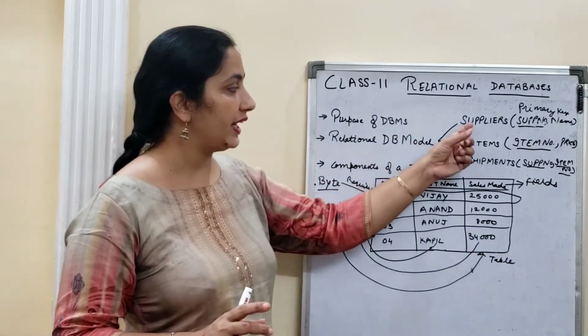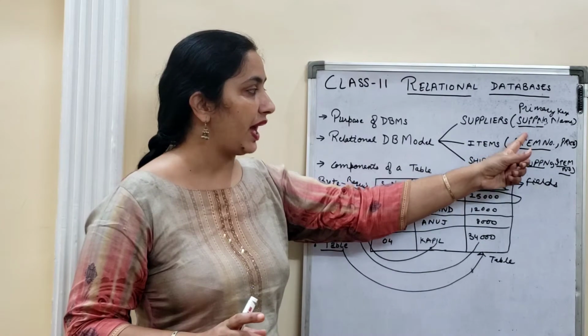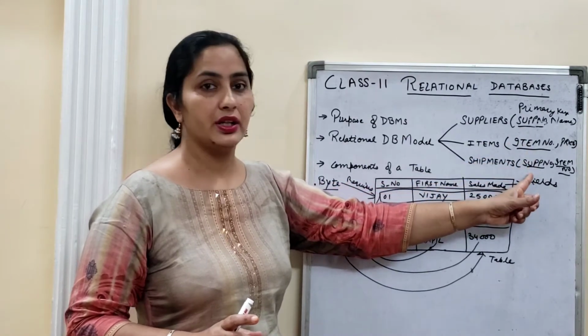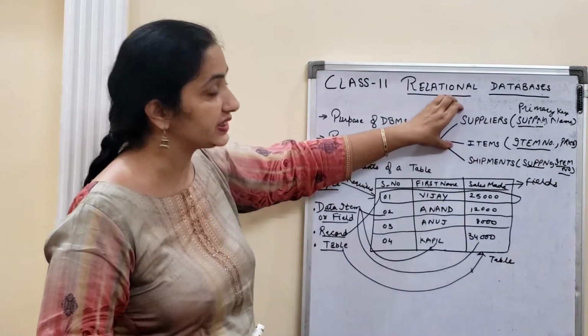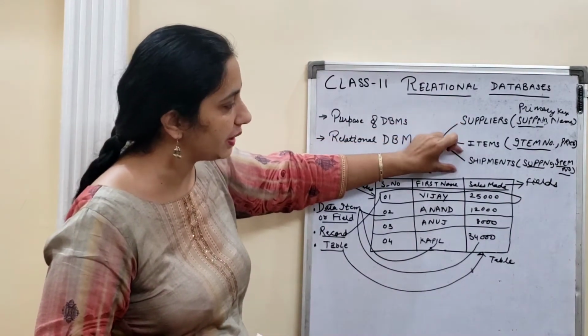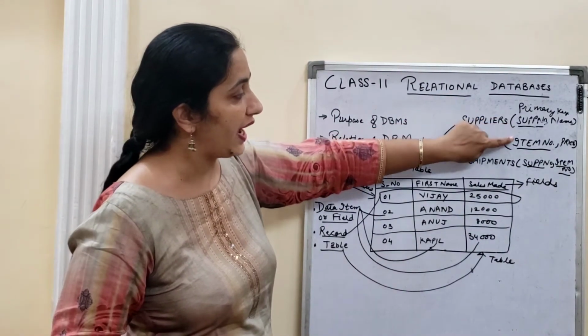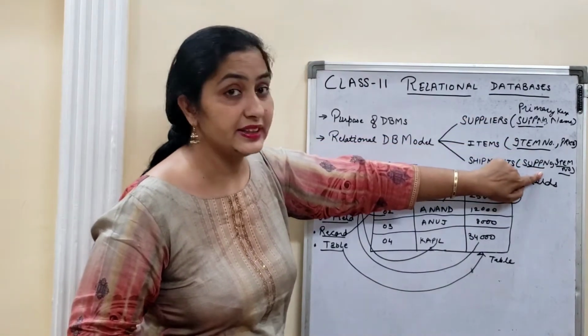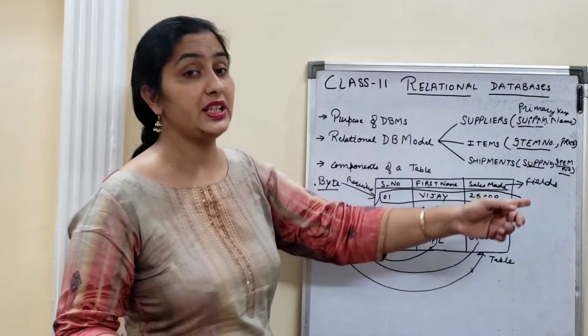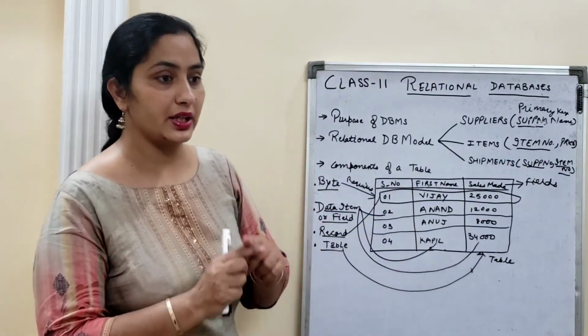Similarly here I have 3 tables: supplier number, item number, and then supplier number, item number. It means these 2 tables are related with the 3rd table. How come? Because supplier number and item number, these 2 fields have been called in this 3rd table. So these tables are interrelated.